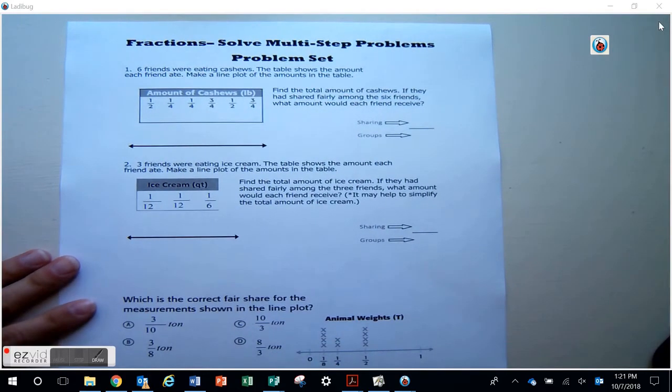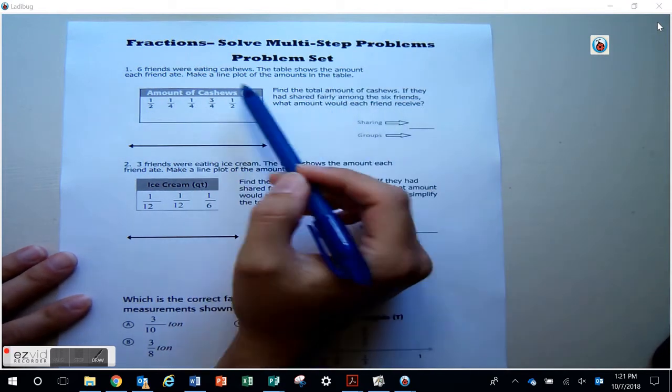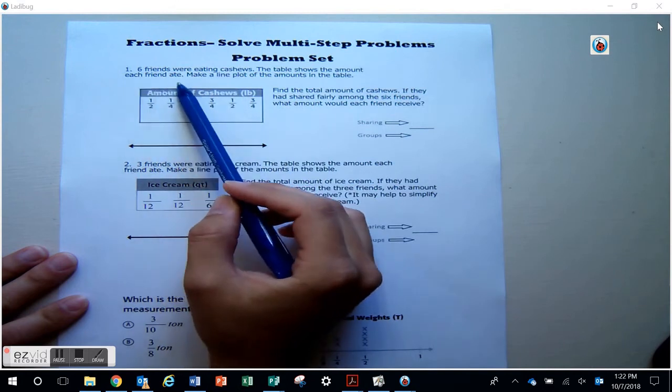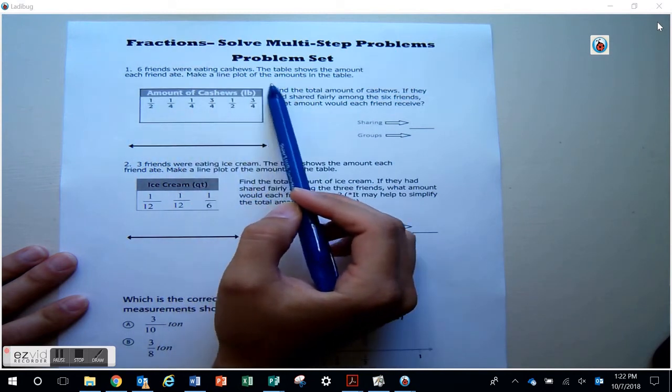Let's solve those multi-step problems in our problem set. 6 friends were eating cashews. The table shows the amount each friend ate. Make a line plot of the amounts in the table.